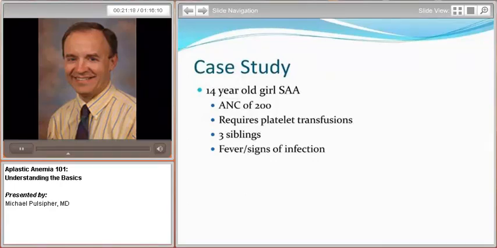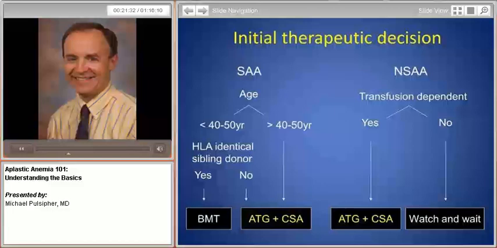So now you see two cell lines are down. So she's at very high risk and would be classified as severe. She has three siblings. She has fever and signs of infection. So what should we do in her situation? Well, first step we need to do is make an initial therapeutic decision.